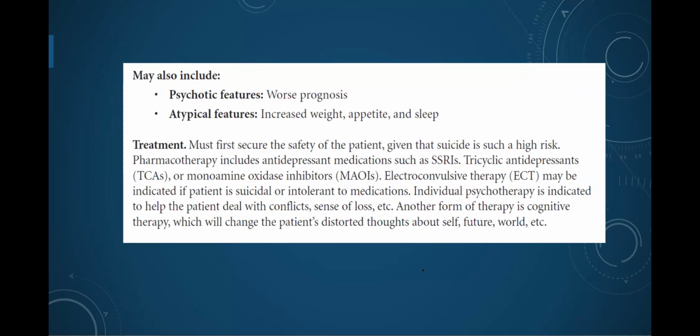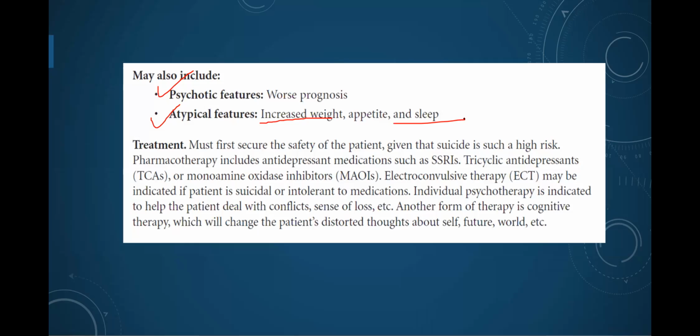Now, sometimes a question asks what is the worst prognostic factor in a patient with depression? The worst prognostic factor is if a patient with depression has psychotic features. Another question can come: what are the atypical features in a patient with depression? Very important. Sometimes a patient with depression can have increased appetite leading to increased weight. The patient can have increased sleep as well. So increased sleep, increased appetite, and increased weight can sometimes be features of depression.